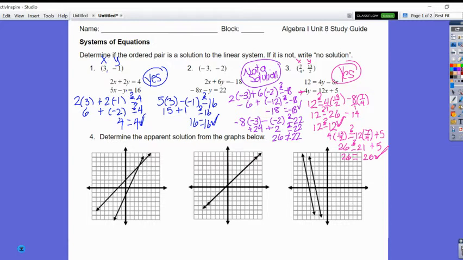In the next section, for number 4, we're looking for the solution determined from the graphs. So remember, the main goal for a solution to a system is looking for the intersection. I do have an intersection shown in that first graph. Your job is to identify the ordered pair where that intersection happens. This is at 3, 5.